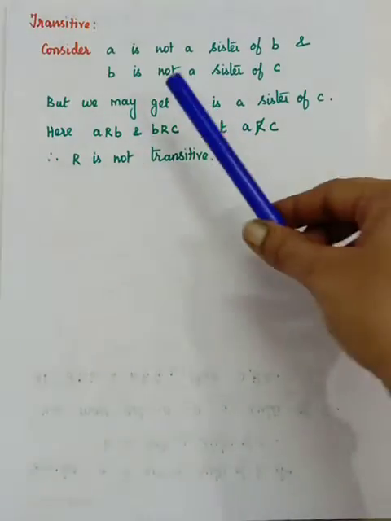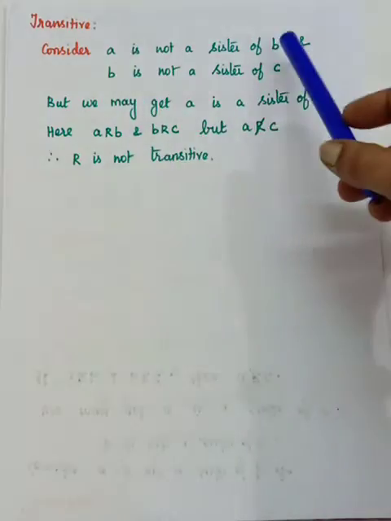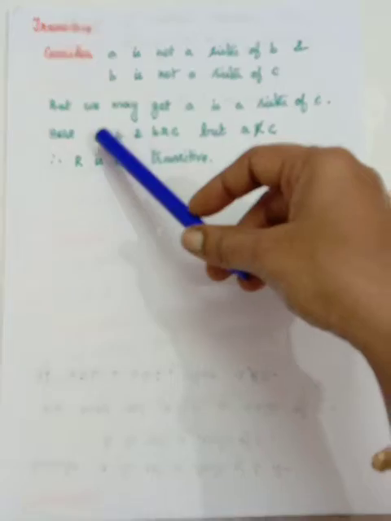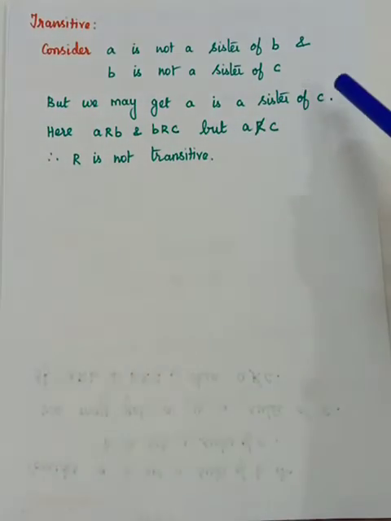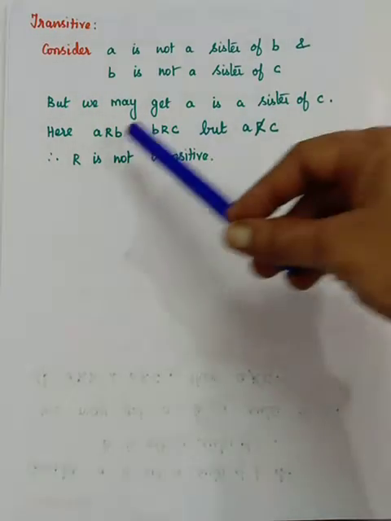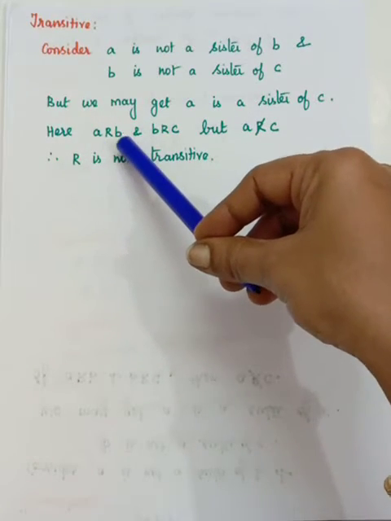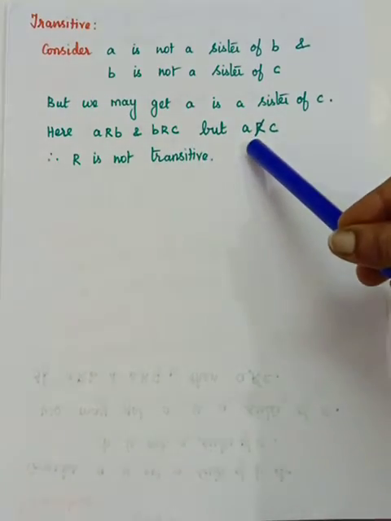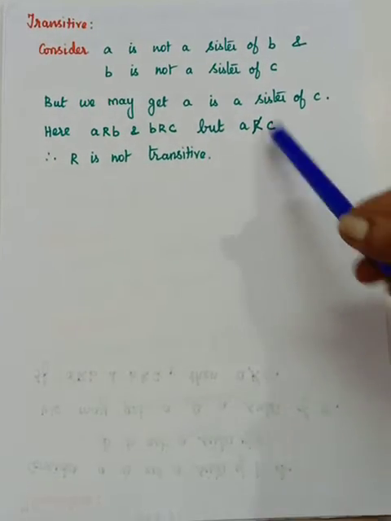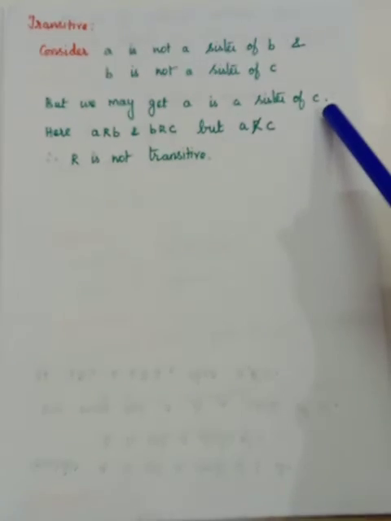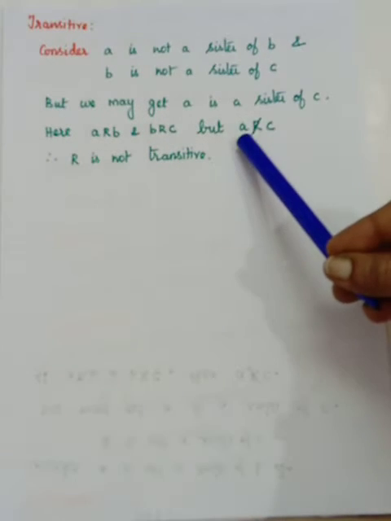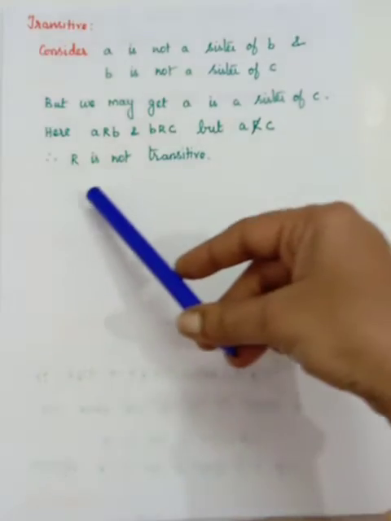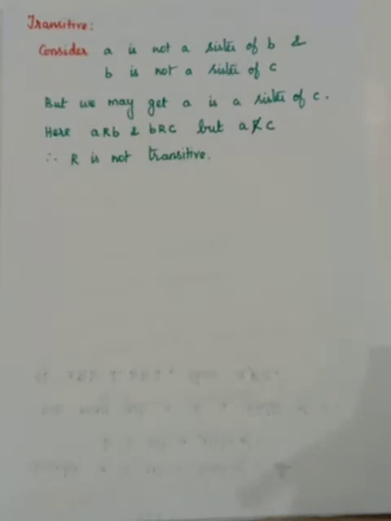Okay, so here we have considered A is not a sister of B and B is not a sister of C. So what we got? We got A is a sister of C. Here A is related to B and B is related to C, but A is not related to C. Here we are getting A is a sister of C, there is a chance there. So therefore A is not related to C. If it's so, we can very well say R is not transitive.